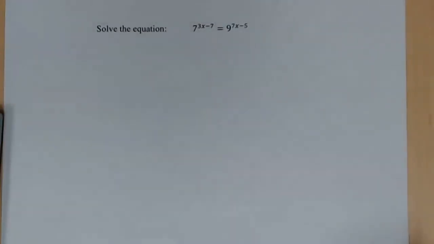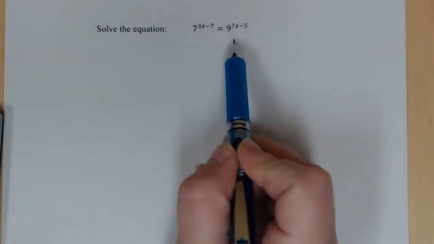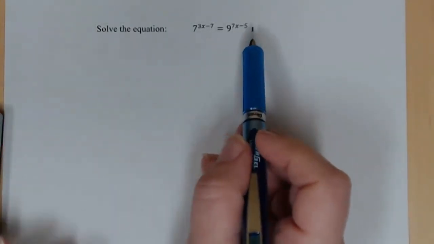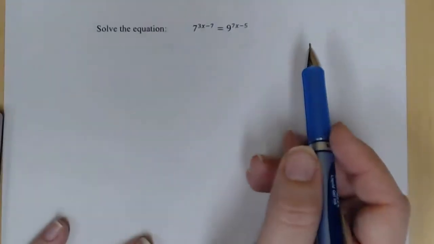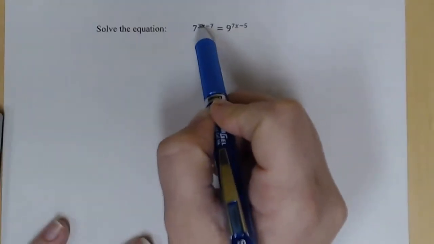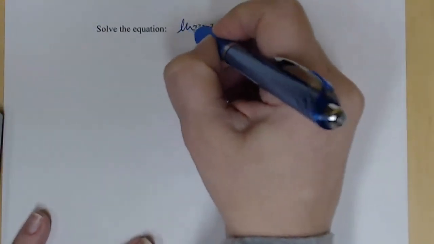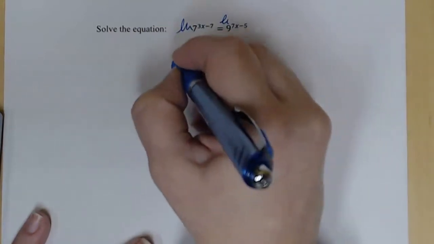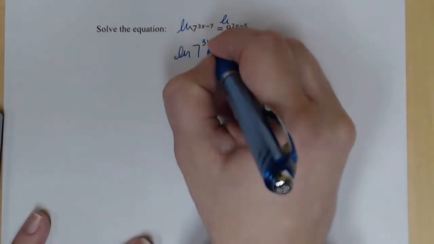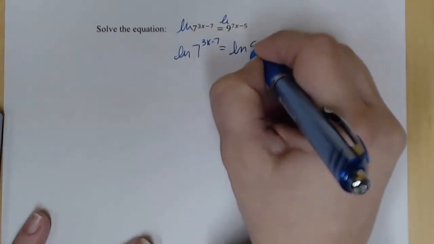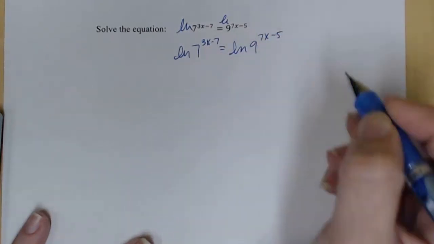So with this one, my problem is I have two different bases, and I can't set two different bases. I can't just circle the exponents and solve from there. So I'm going to use some properties in order to get these x's out of the exponent. If it were a log, I could move those out front. So I'm going to ln both sides. This gives me ln 7 to the 3x minus 7 equal to ln 9 to the 7x minus 5.